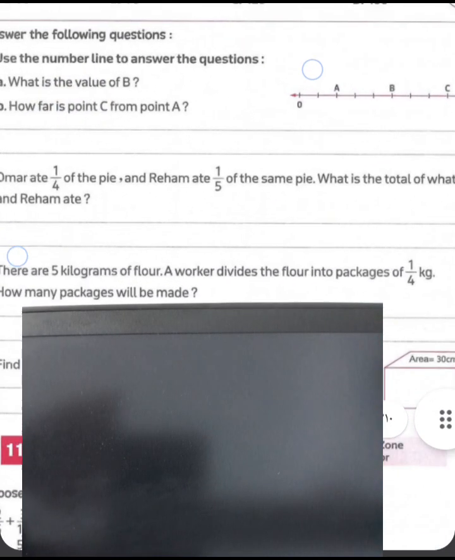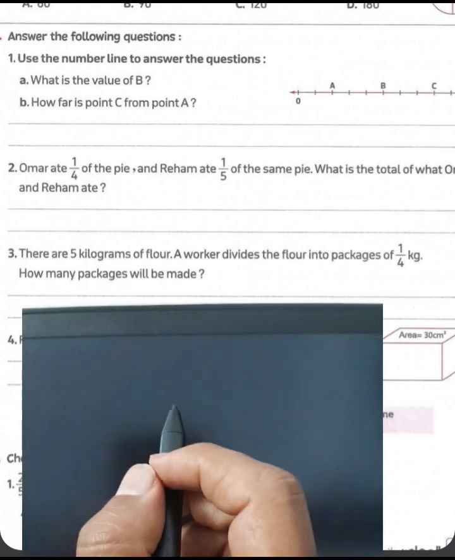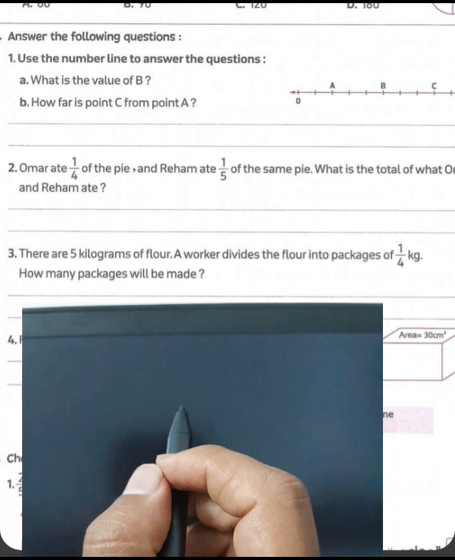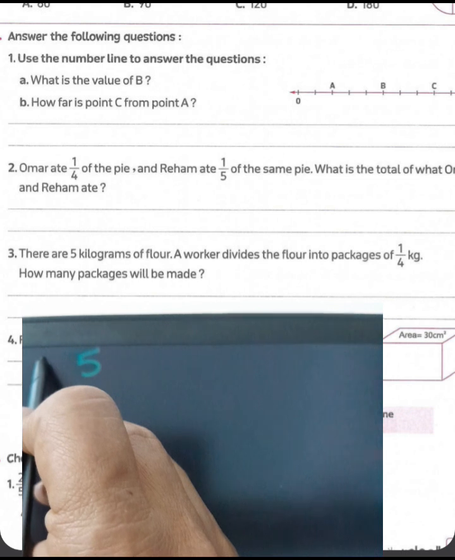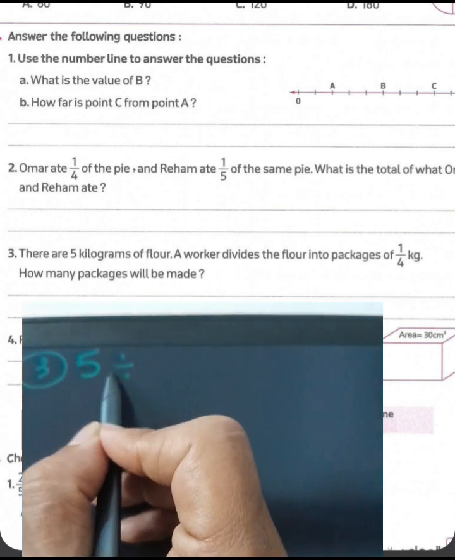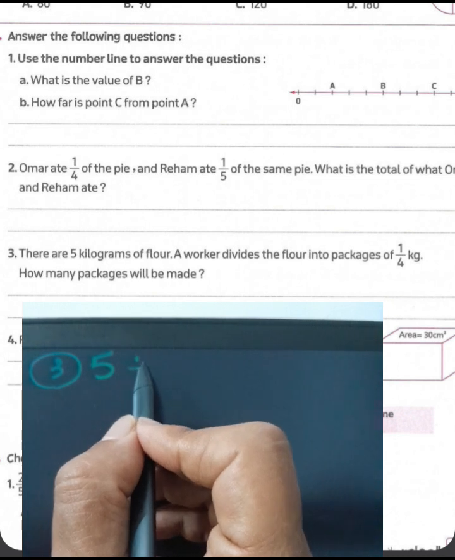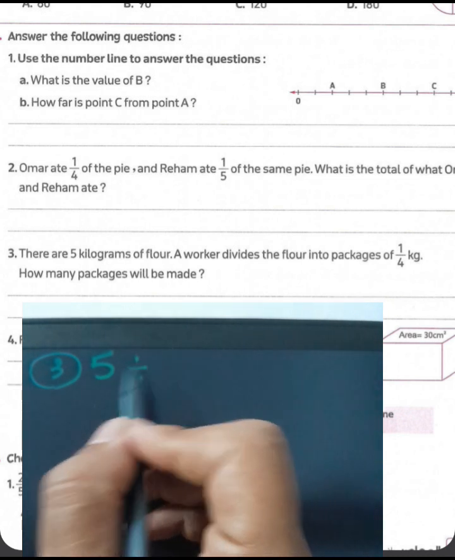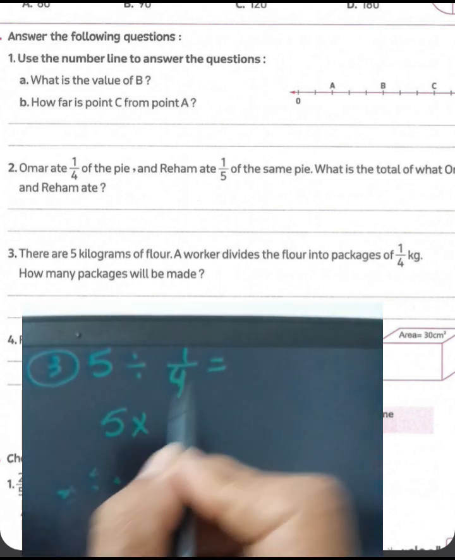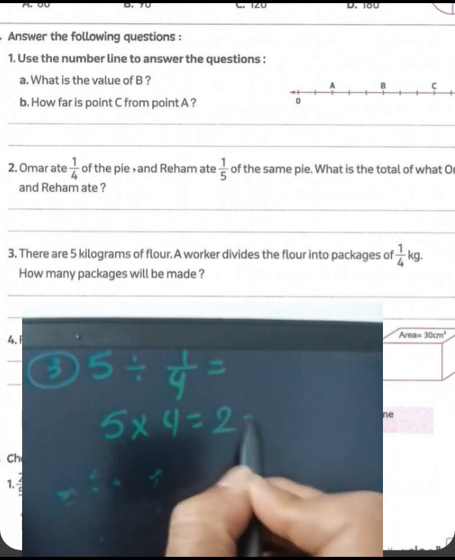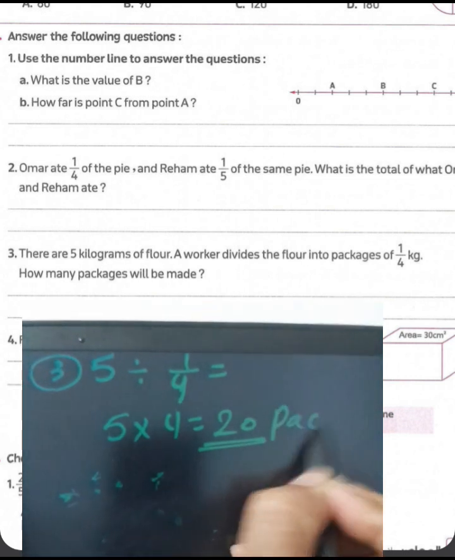Next, question number 3. There are 5 kilograms of flour. A worker divides the flour into packages of 4 kilograms. How many packages will be made? We can write the total amount, 5 kilograms, divided by the weight of each package. Okay, he divided the flour into packages of 4 kilograms. Each one contains 4 kilograms. Then the number of packages will be 5 product by the reciprocal of 4. 4 times 5 equals 20. Then the number of packages will be 20 packages.